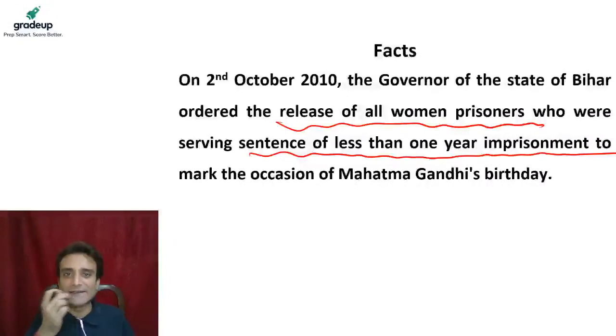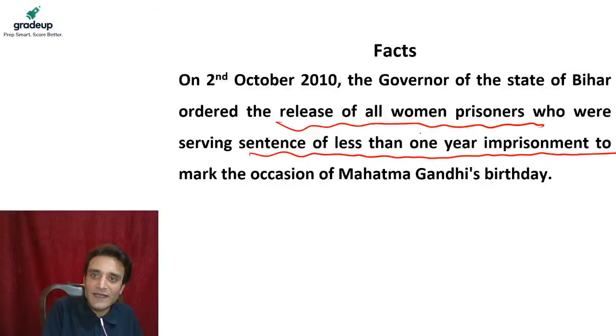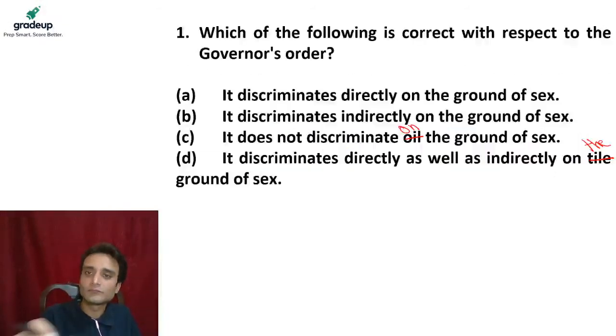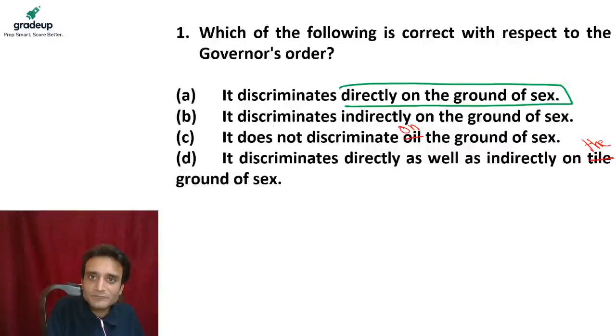Now let's go to the facts. Release all women prisoners. Very, very important. Please keep that in your mind. All women prisoners are to be released. Is it option A, option B, option C, or option D? The correct answer is it discriminates directly on the ground of sex.